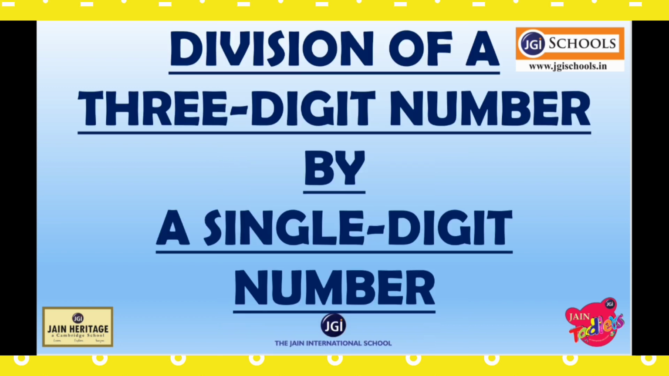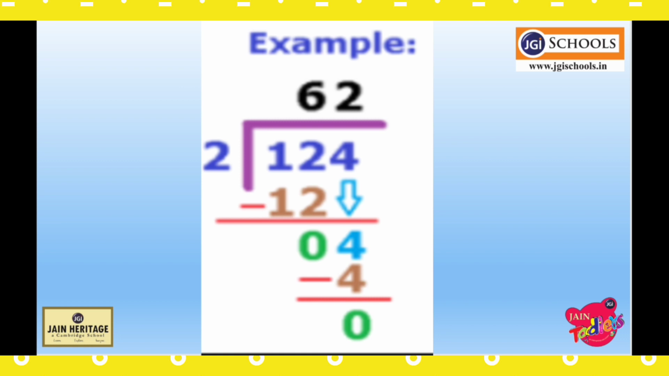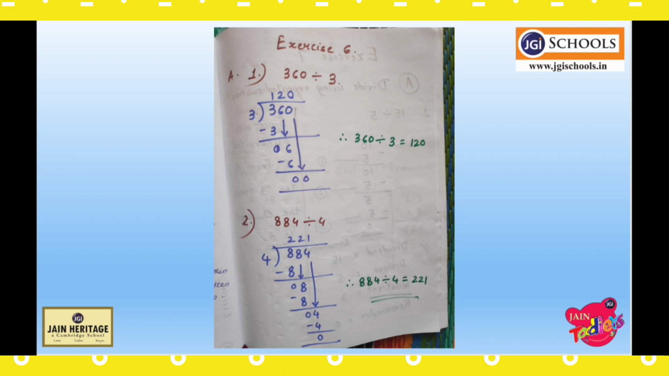Now division of a 3-digit number by a single digit number. Suppose 124 is a number and it is a 3-digit number, that is 1, 2 and 4. We are dividing it by 2. We know 2 sixes are 12. 12 minus 12 is 0. This 4 will be carried down to the bottom. 2 twos are 4. 4 minus 4 is 0. So 62 is the quotient here.